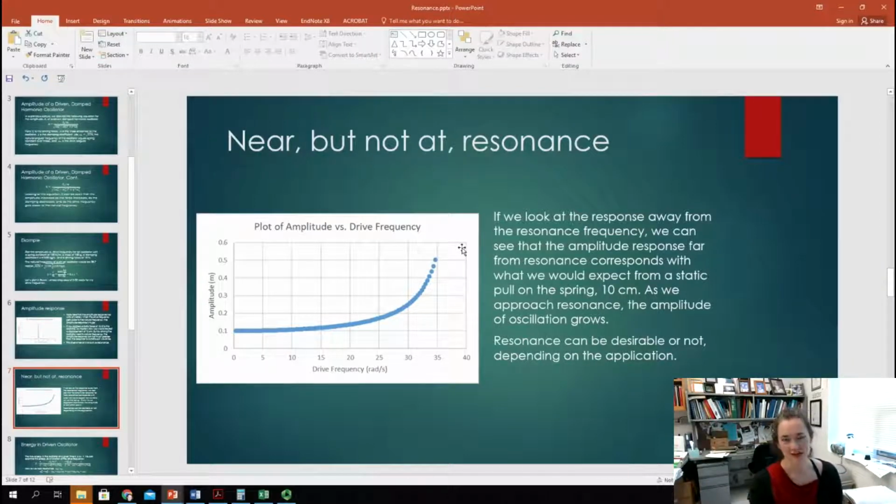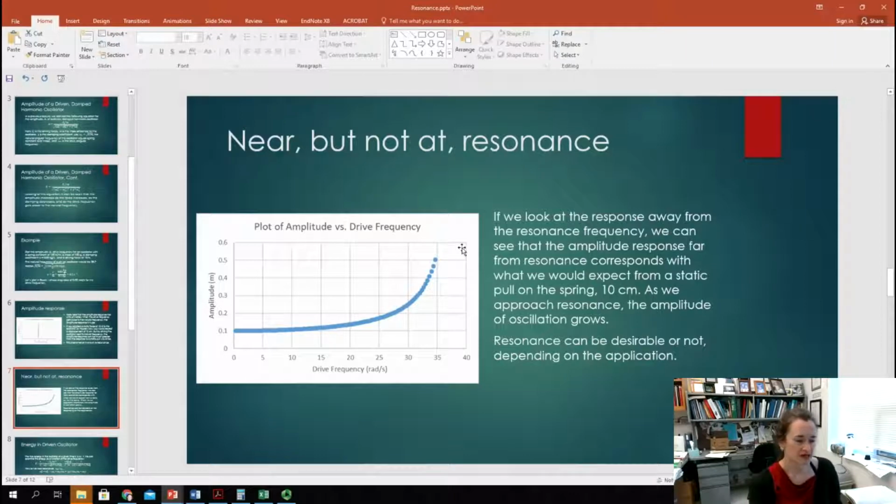You don't want that. Your bridge will collapse. You wouldn't want the natural resonant frequency of the shocks in your car to match the oscillation that you would typically encounter on a road either, because then you'd find yourself just bouncing up and down in your car. That would be bad. Now, when might you want this?